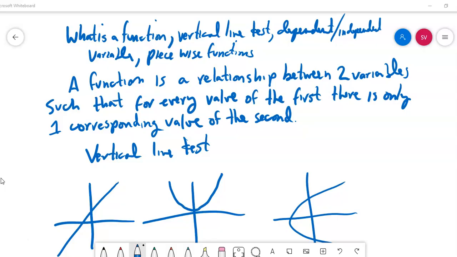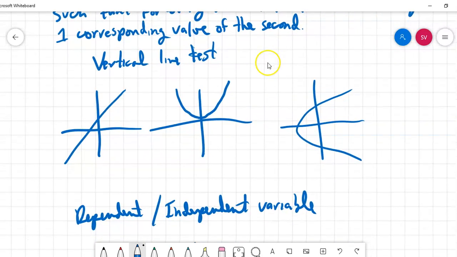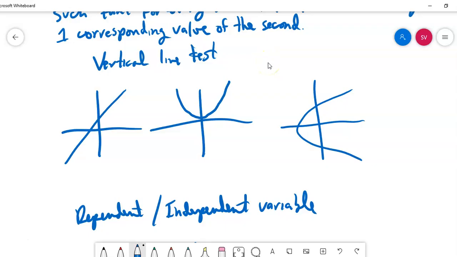It's a relationship between two variables such that for every value of the first, there's only one corresponding value of the second. We could determine if an expression that we could graph is a function using something called the vertical line test. It's very simple. If we look right here at our line, and if I was to draw a random vertical line, that random vertical line should touch no more than 1 point. So you see I drew two random vertical lines and they only hit 1 point on my graph.